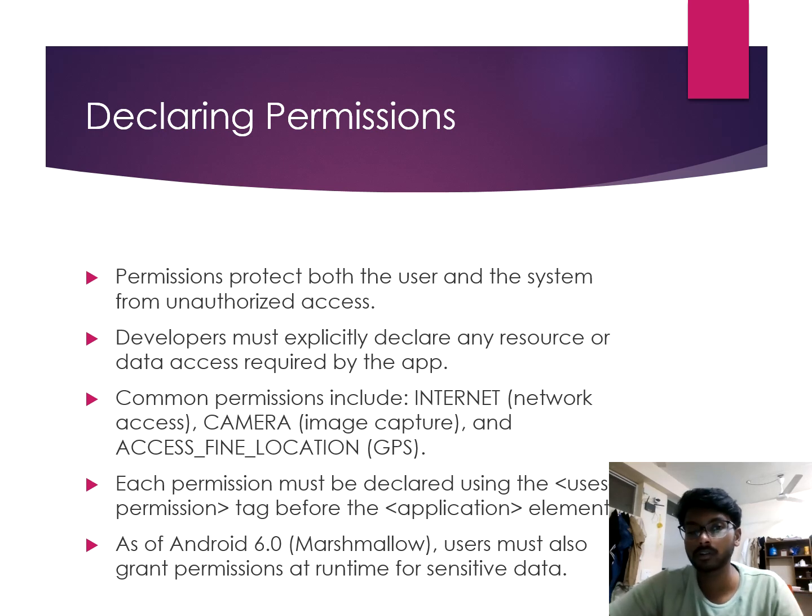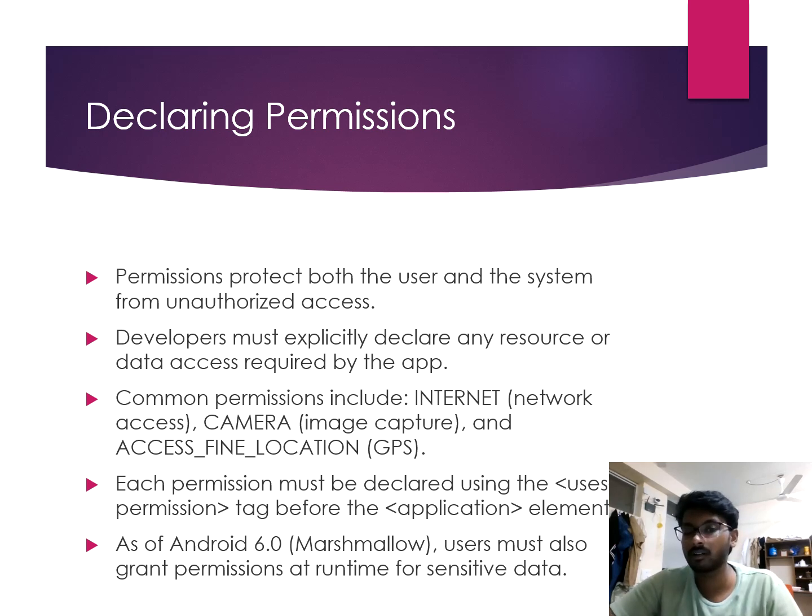Now we will go through declaring permissions. Permissions protect both the user and the system from unauthorized access. Developers must explicitly declare any resource or data access required by the app. Common permissions include internet access, camera, which we use for image capture or video, and access file location, so the GPS. Each permission must be declared using the uses-permission tag before the application element.